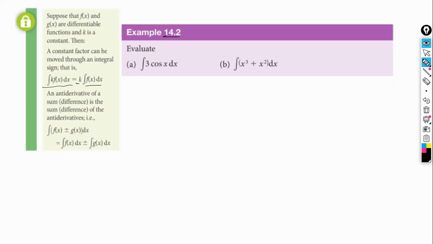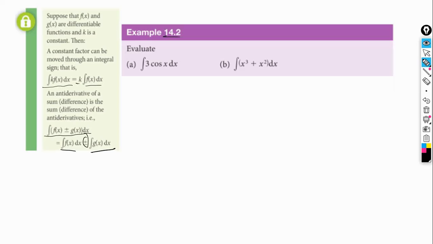Then we have that an antiderivative of a sum or difference is a sum or difference of the antiderivatives. What that means is that we can separate an antiderivative or integral into separate terms if you have addition and subtraction. Now notice that this does not apply for multiplication. Multiplication of a constant, yes, you can take it out. But if you have multiplication inside the integral of functions, then this rule does not apply. It only applies for addition and subtraction.